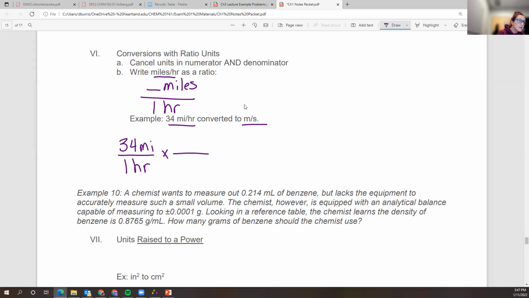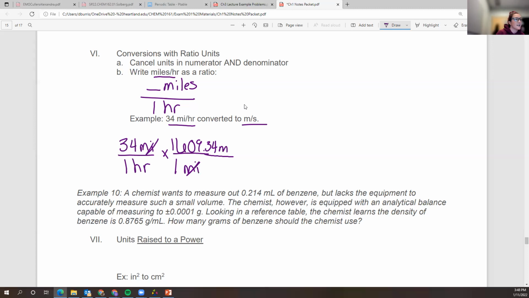I will give you the needed conversions, remember. But I looked it up, and 1 mile is the same as 1609.34 meters. Okay, so look at that. My miles have gone away. Now, if I stopped here, I would get meters per hour. But that's not what the question is asking.